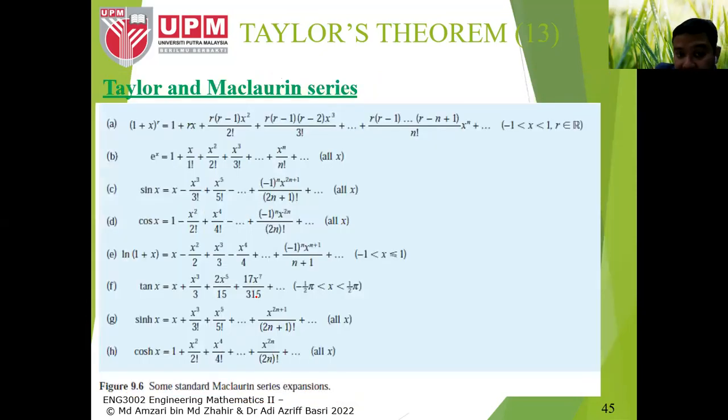Okay, here is the summarization of Taylor and Maclaurin series. For the first one, if the function is (1 plus x) to the power of r, you can use this Maclaurin series. Then if e^x, you can use the Maclaurin series of this one. If sin x, you can use this one. Cos x, you can use this one, and the rest.